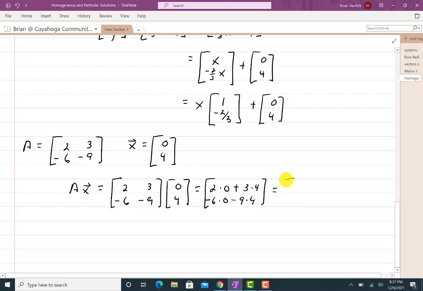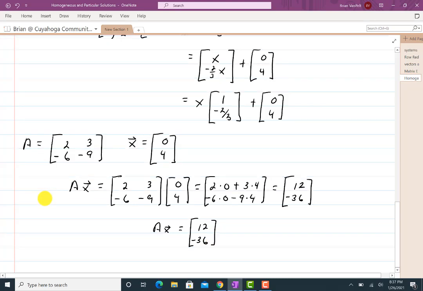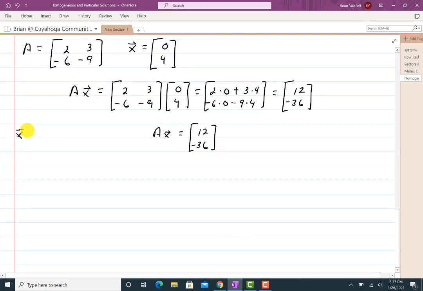And you can see what I get. I end up getting 12, negative 36. So this thing right here, 0, 4, is a solution to the equation Ax equals 12, negative 36. So let me write that down. X equals 0, 4 is a solution. There's actually an infinite number of solutions.